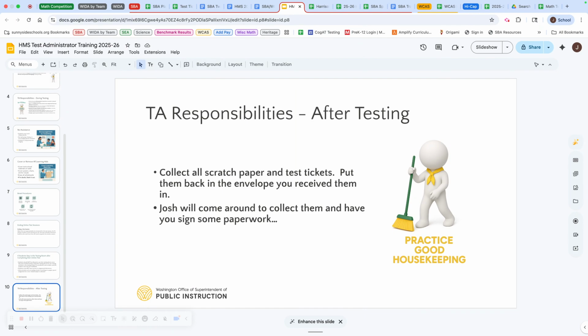I will come around and have you sign some paperwork. The paperwork I'm going to have you sign is actually already in the folders that you're going to get during your training. So I'll be just collecting the paperwork at that time. Please make sure it's signed. Please don't throw it out. It's kind of a pain to run around and collect these things. So again, scratch paper stapled to the test ticket, students that are done in the finished envelope, and students that still need more time in the still testing envelope.